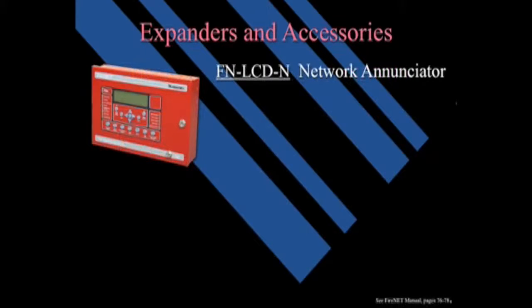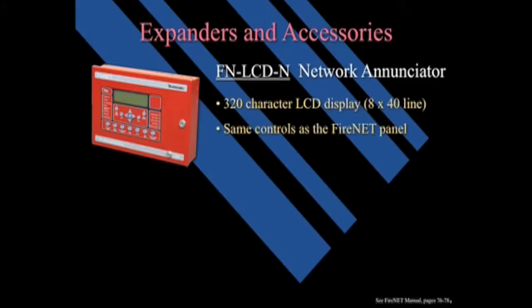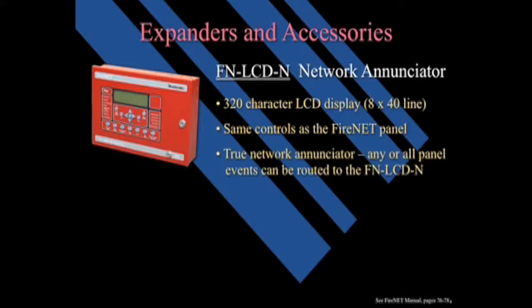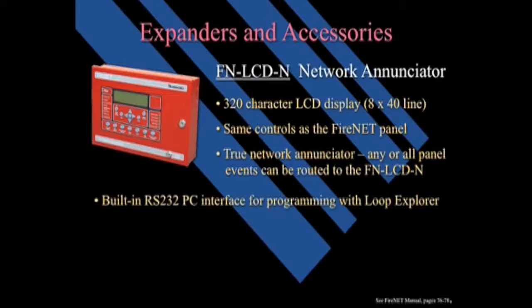The FN-LCD-N network annunciator also has a 320-character LCD display, also has the same controls as the FireNet. It's a true network node. Any or all panel events may be routed to the network annunciator. The network annunciator has a built-in RS-232 PC interface for programming with Loop Explorer.